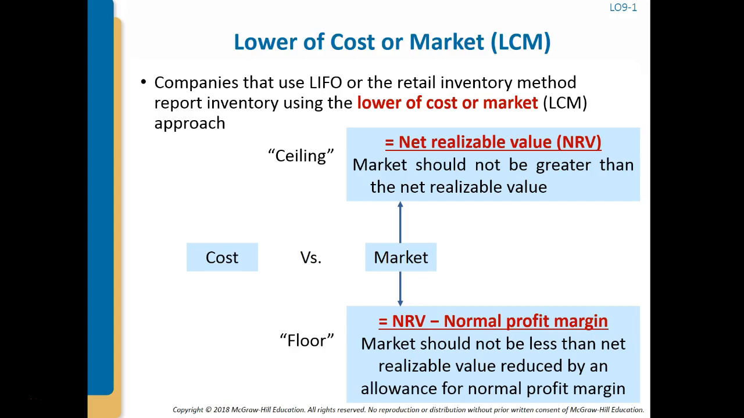And market should not be less than net realizable value reduced by an allowance for an approximately normal profit margin, which we would then call the floor. So in effect, we have a ceiling and a floor between which market or replacement cost must fall. If replacement cost is between the ceiling and the floor, it represents market. If replacement cost is above the ceiling or below the floor, then the ceiling or the floor becomes market. The designated market amount is compared with cost, and the lower of the two is then used to value inventory.